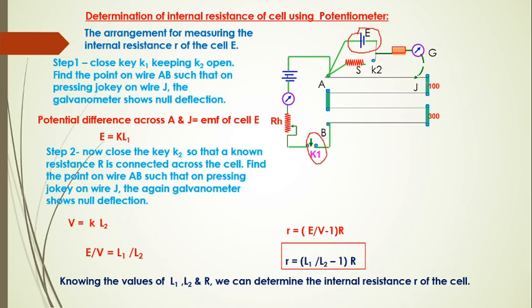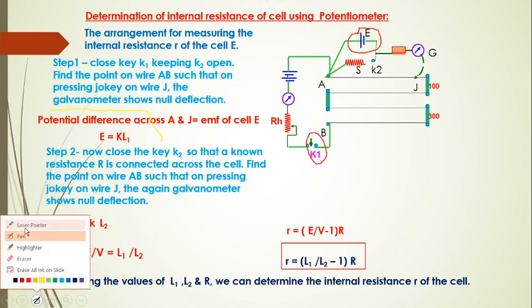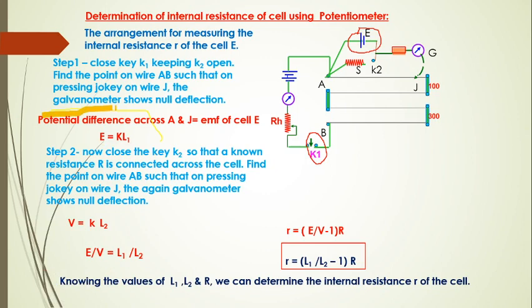Obtain the balance point. Then the potential difference across this portion of the wire, A to J where the balance point is obtained, is the same as the EMF E of the cell. So the potential difference across A and J equals the EMF of the cell.